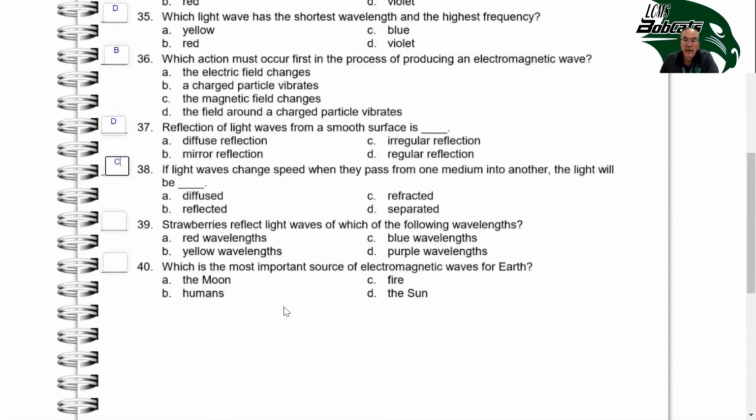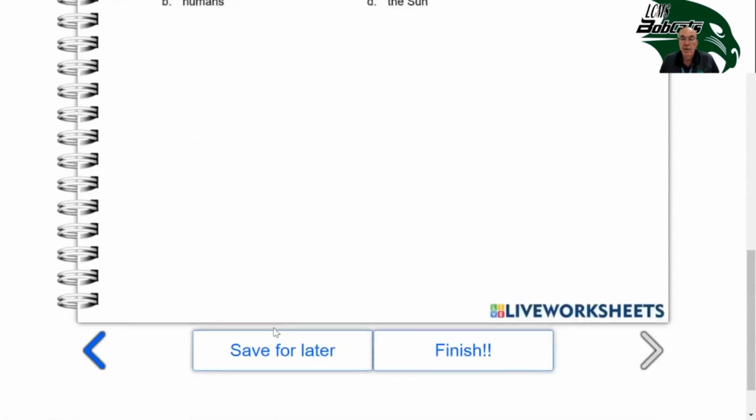Strawberries reflect light waves of which of the following wavelengths? Remember, the color we see is the color reflected. Strawberries are red, so they reflect red light. Which is the most important source of electromagnetic waves for the Earth? The moon doesn't produce light. Humans don't produce light. Fire does, but it produces some radiant energy. The sun, obviously, the source of energy for the producers, is the most important one.